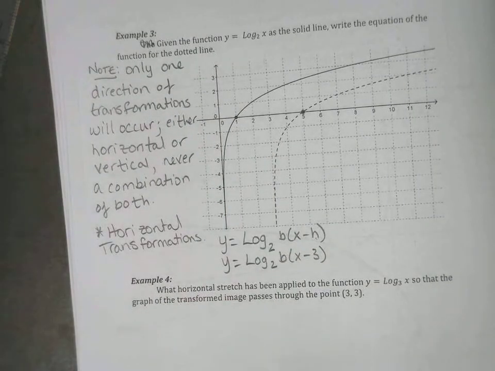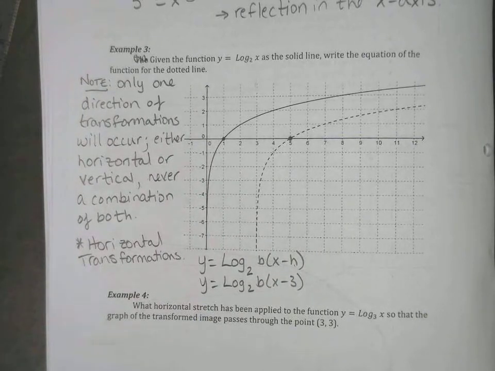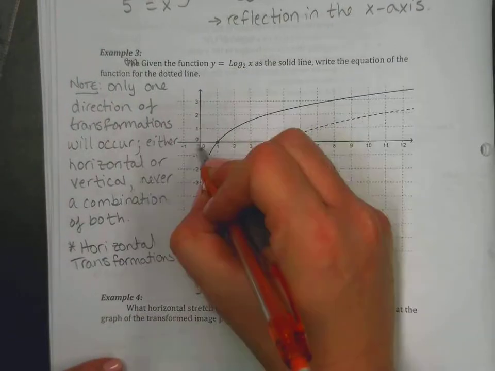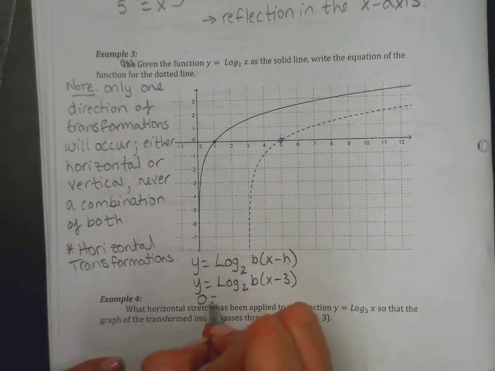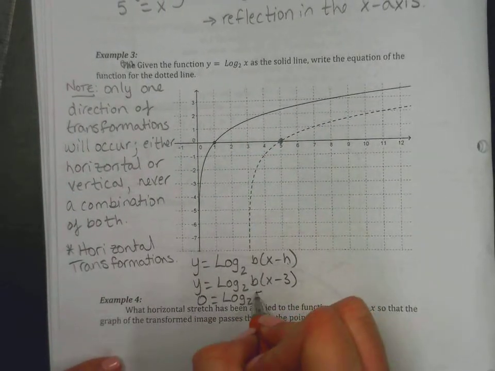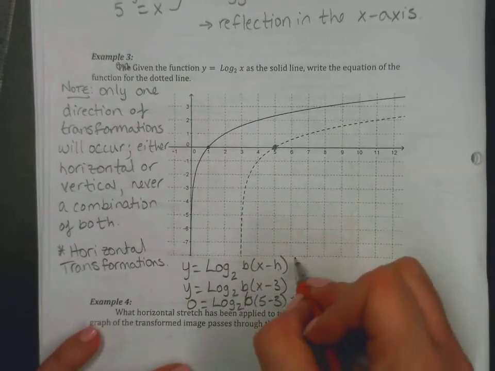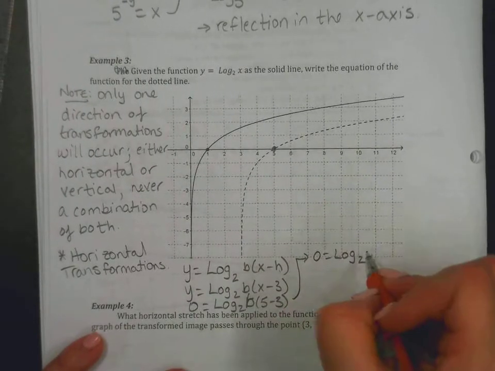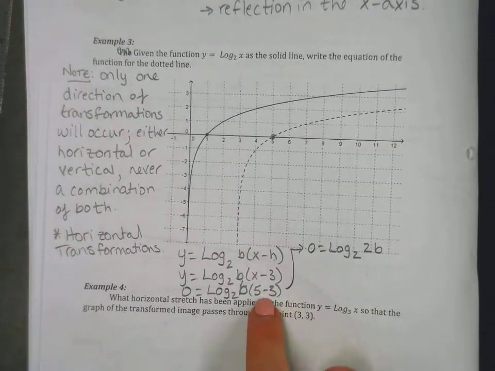Now I'm going to pick a point on my new graph, substitute it in for x and y, and then solve for b. So this point here is at (5, 0). My y value is 0 and my x value is 5. So I have 0 equals log base 2 of b(5 minus 3), so 5 minus 3 is 2, and 2 times b is 2b.